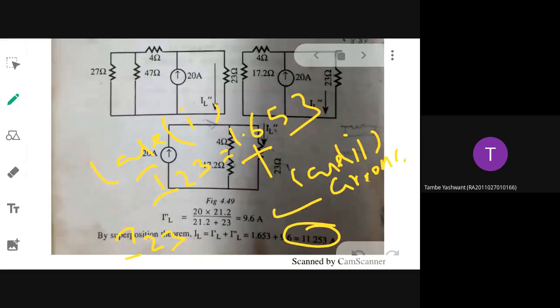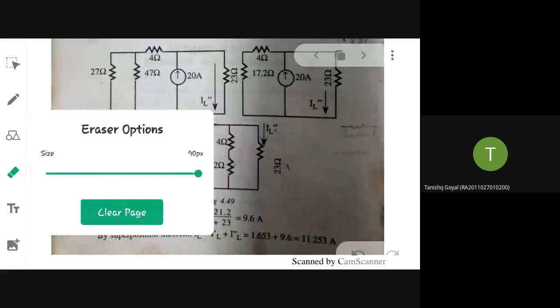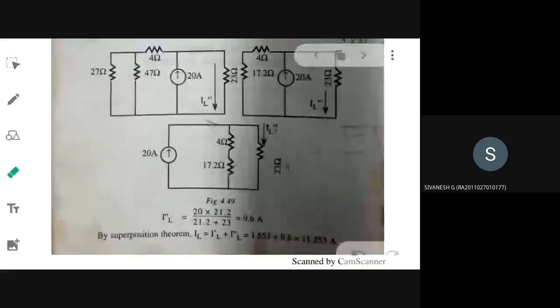Because you are summing the individual results of the two cases, this theorem is called the superposition theorem. What is the final answer if you are summing these two currents? 11.2, ma'am. Understood what the superposition theorem is? Yes, ma'am. Okay, now we'll go to the second problem.